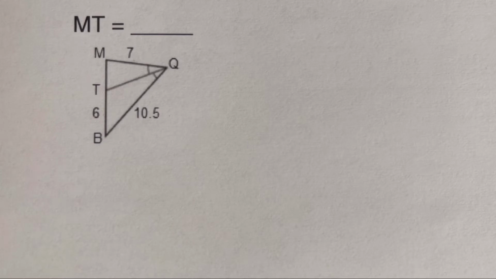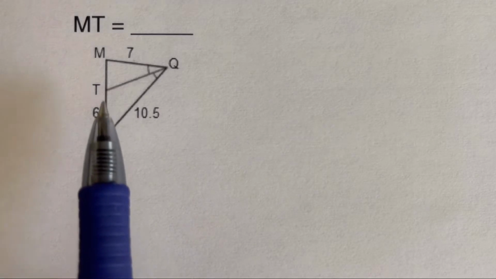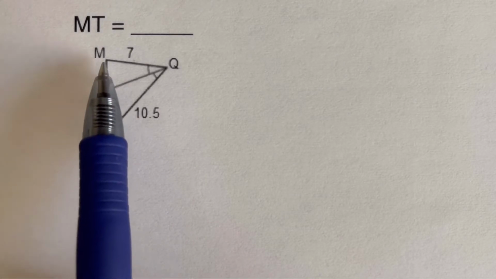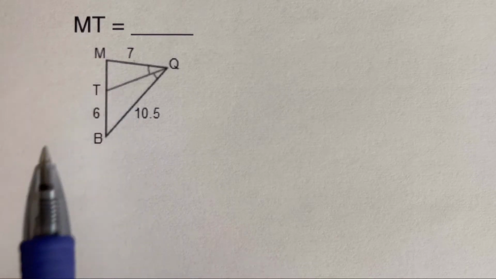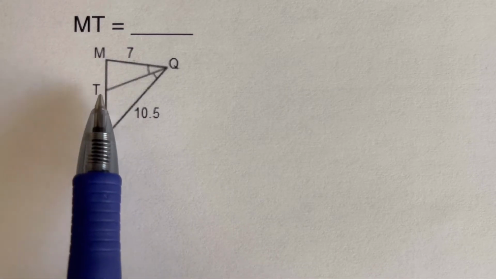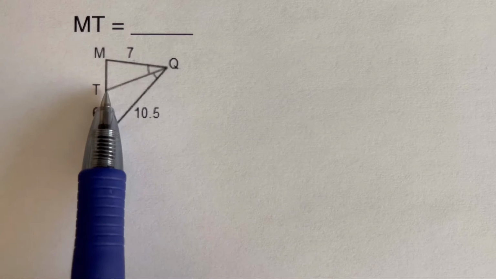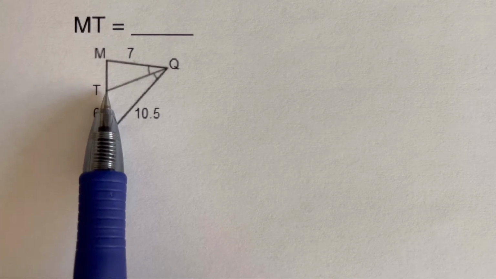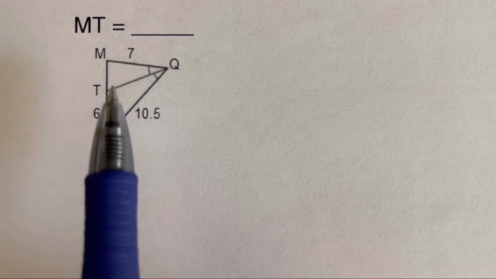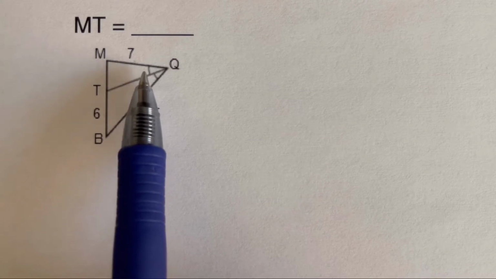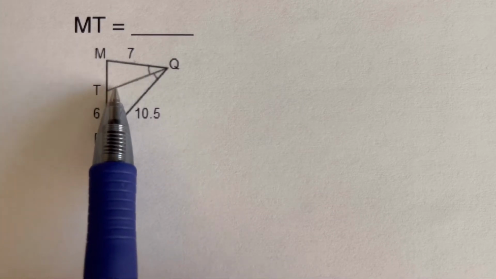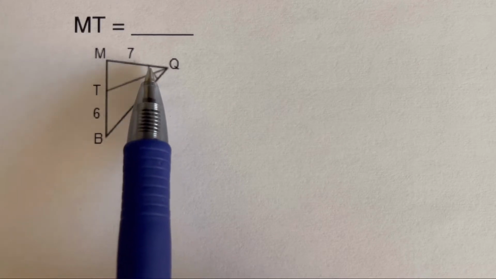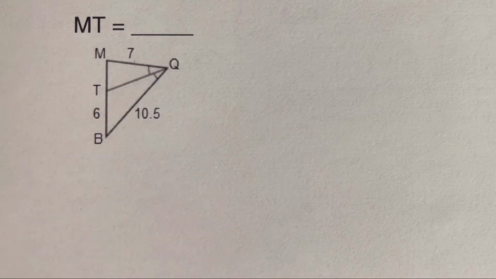Looking at this first example right here, we're supposed to determine the measure of MT. Now, please remember that this TQ or QT line segment is an angle bisector. We can see that by the label right here on the corner. These two angles are equal, so we can say that this is an angle bisector. It divides angle Q into two equal parts.